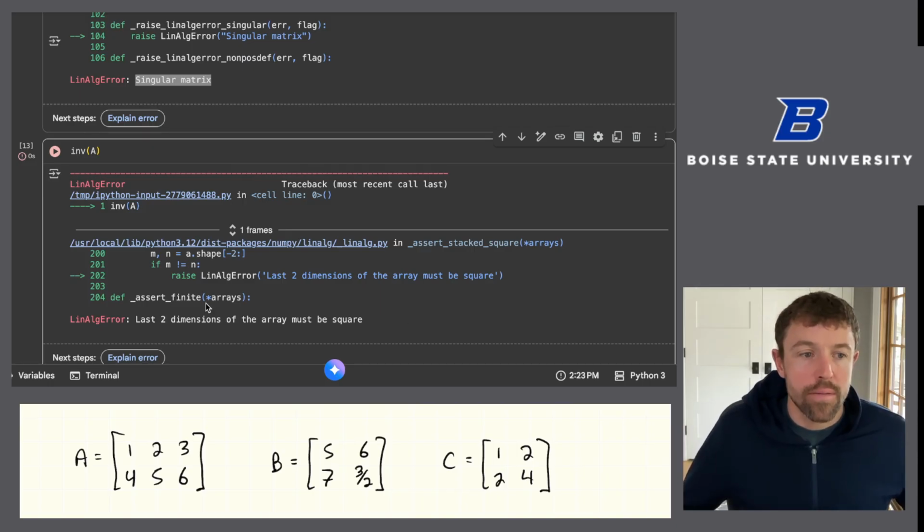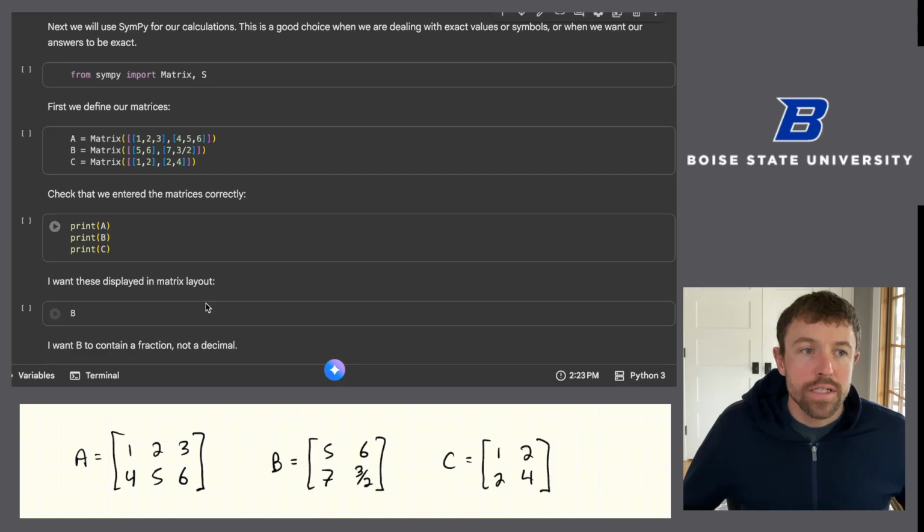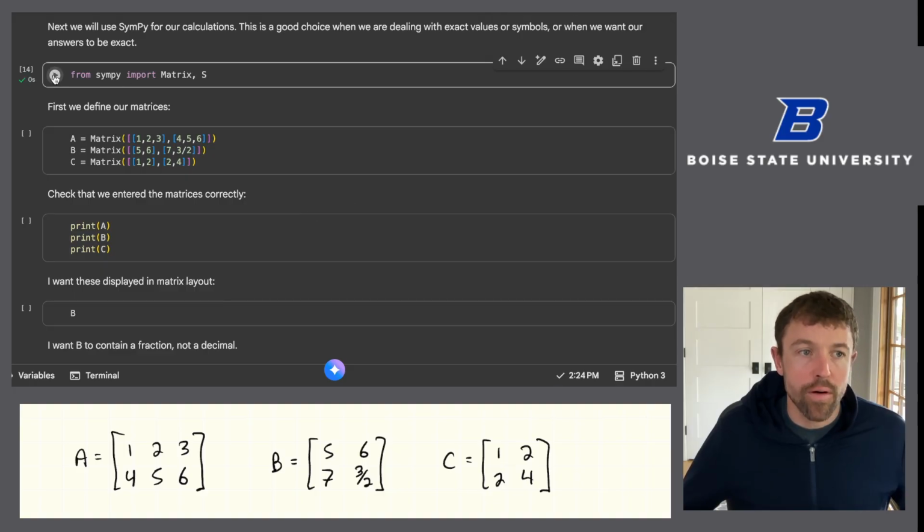Let's look at matrix operations in SymPy, which again, this is really only something you should do if you want exact answers. When in doubt, NumPy is usually the right choice if you're unsure of what you should choose to do, because it's quicker. It's more efficient to do multiplication and addition using floating point rather than symbolic representations of your numbers. So first we'll import what we need, and we'll define our matrices.